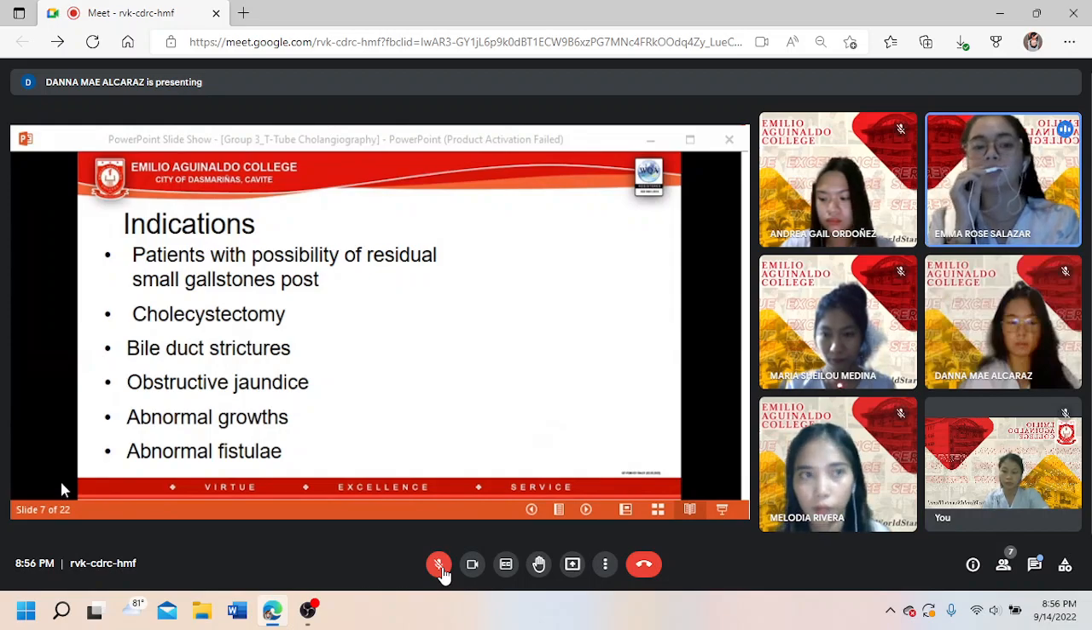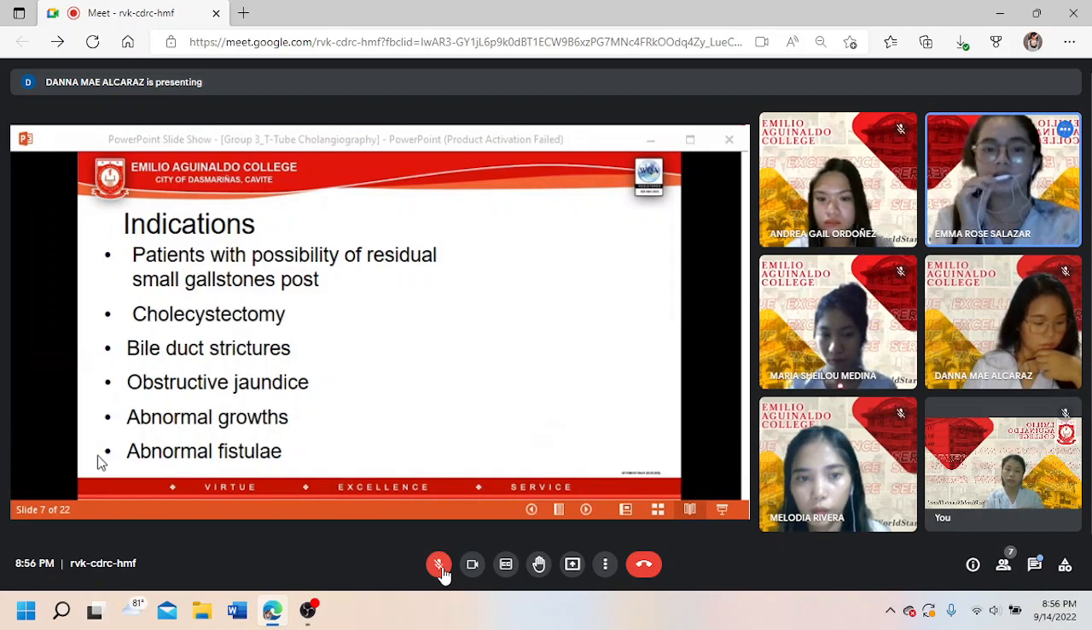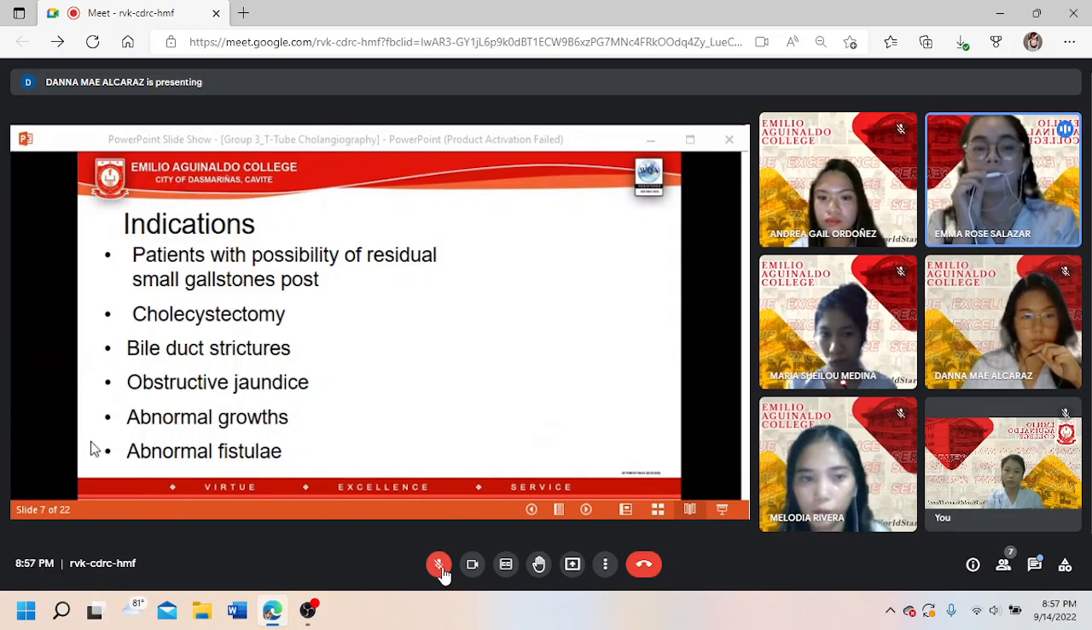And next is obstructive jaundice. This develops due to a narrowed bile duct, which prevents the normal drainage of bile into the intestine, because there is a blockage in the bile duct. And next are abnormal growths and abnormal fistulae. Abnormal fistulae are abnormal connections between two body parts, such as an organ or blood vessel and another structure.